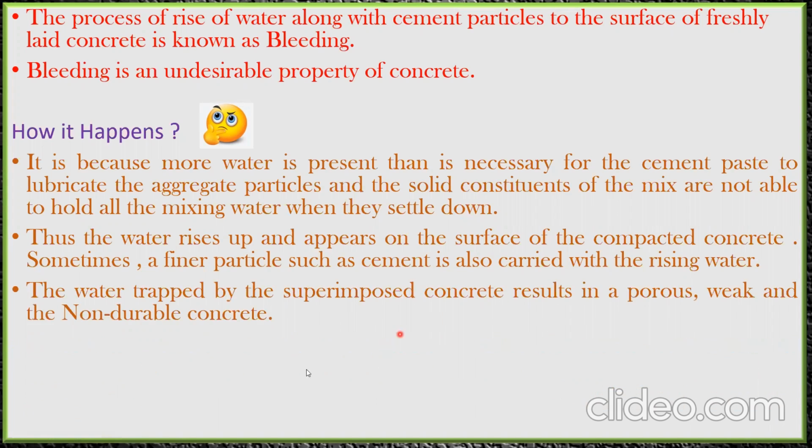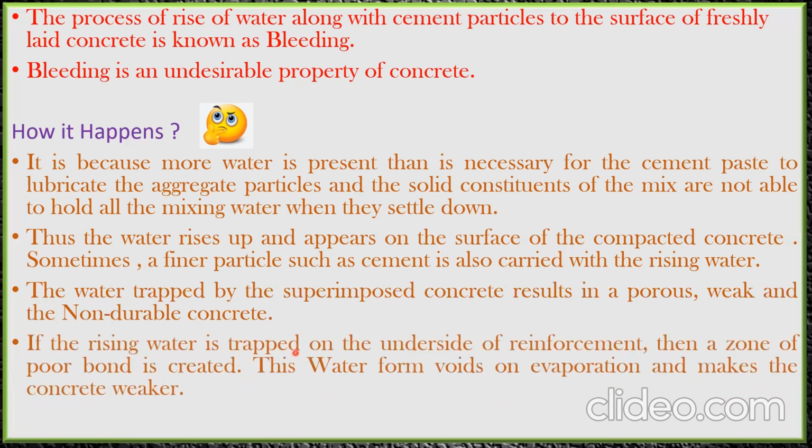The water trapped by the superimposed concrete results in porous, weak and non-durable concrete. So what is going to happen? The water which has come to the top, after some time the concrete is going to set, and the water will try to evaporate. As a result of that, a small layer is formed. That layer is called laitance.